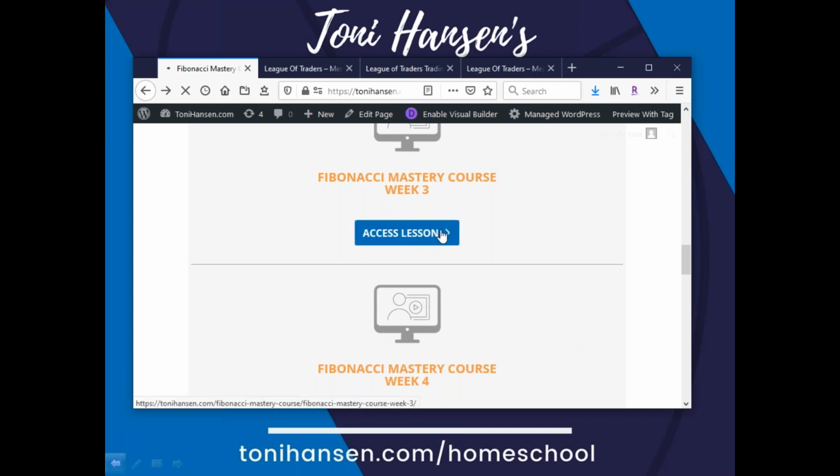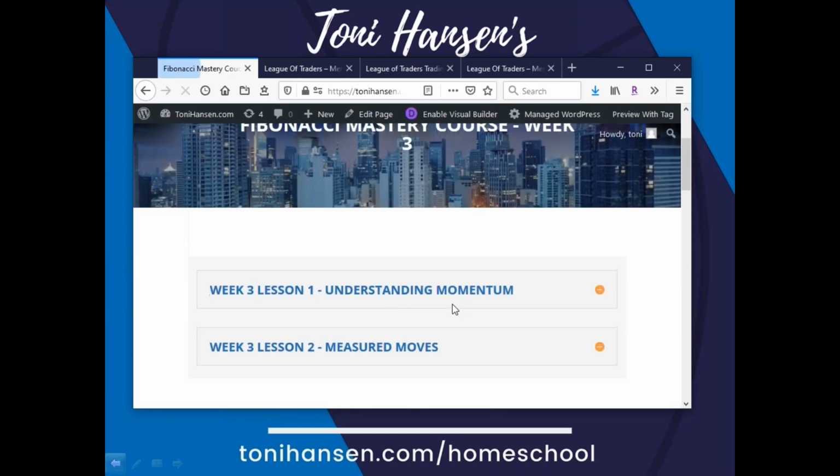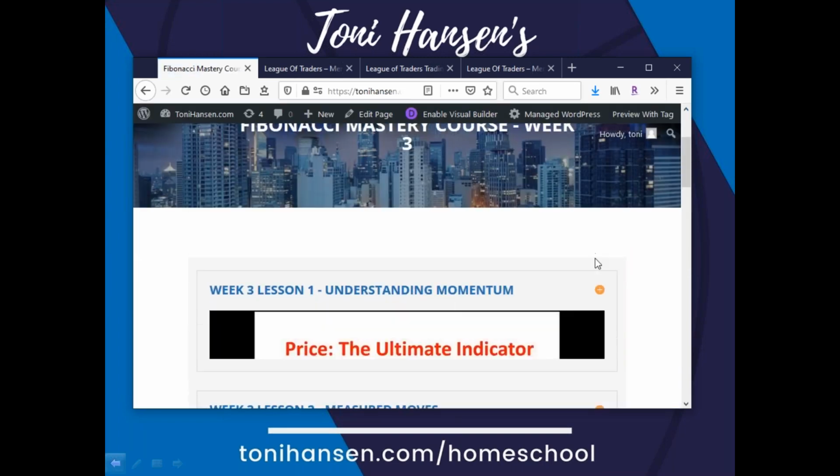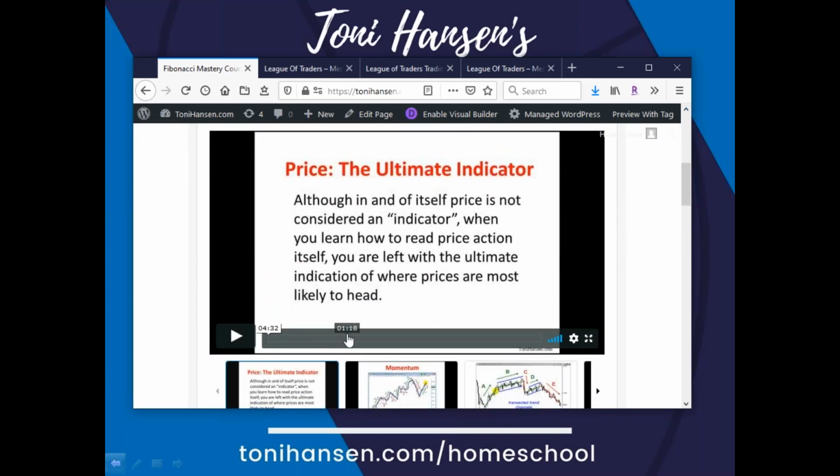So we look at things like time development in different patterns. There's also a section on advanced trade management. So we look at things like momentum, understanding momentum.